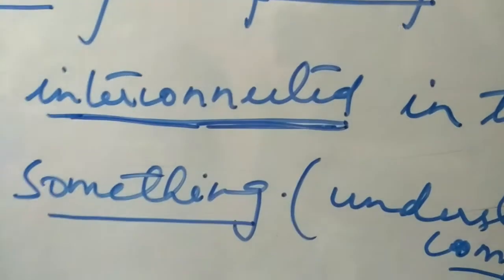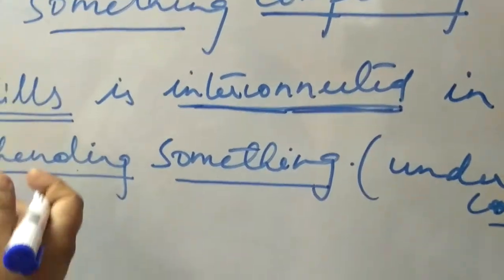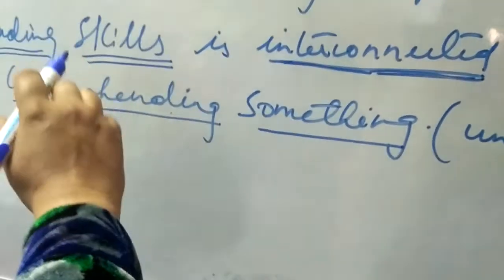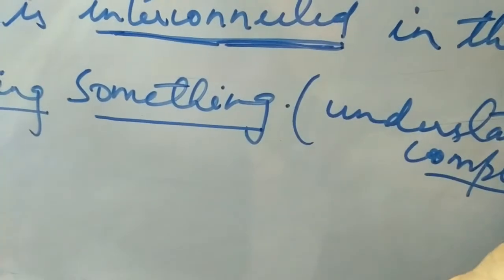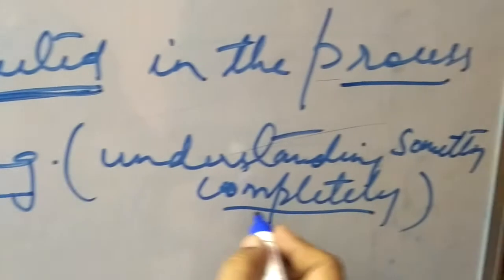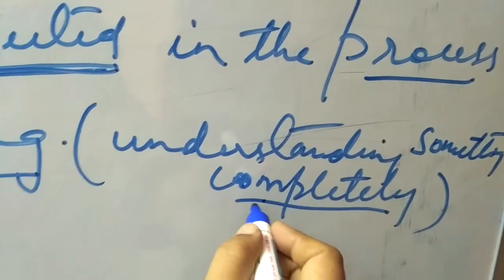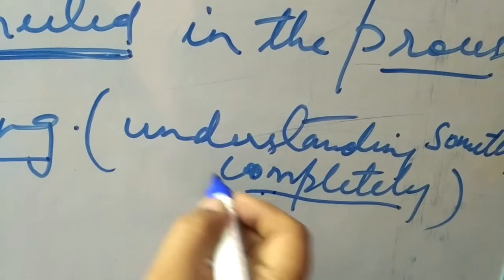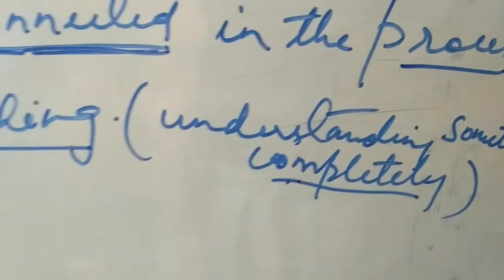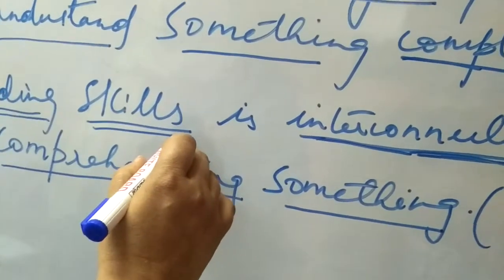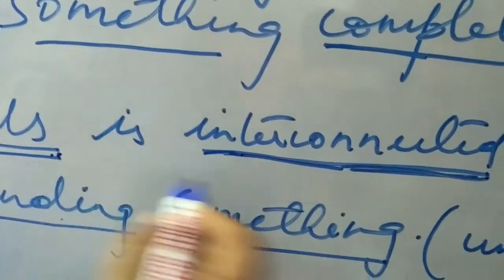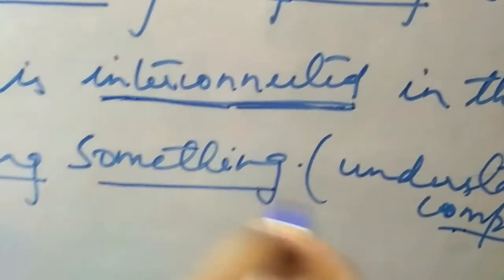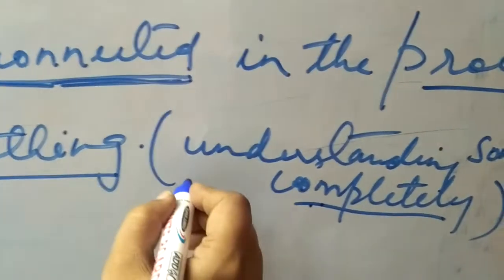You are reading a newspaper, an article, a letter, any sort of longer pieces, or shorter pieces as well. So unless you understand something, understand the language, understand something very completely, you are not able to answer the questions. You will not be able to understand it, right? So this explains that it is interconnected. What is your connection linked to? Reading skill, that is, in the process of comprehending something, meaning understanding something very completely, fully completely, right?